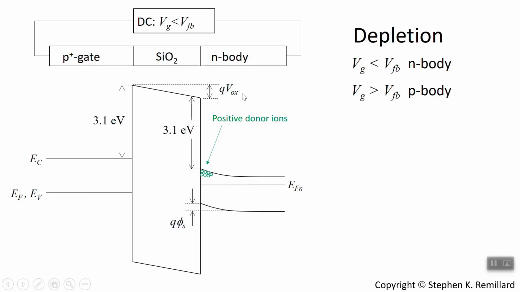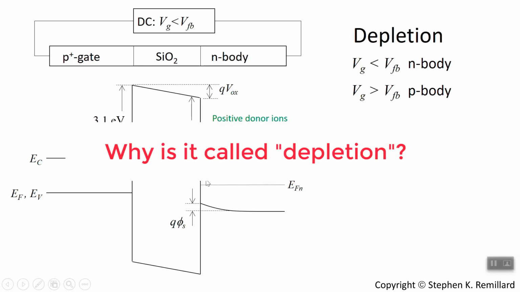-2 volts, still okay. We're in depletion. So as long as we're less than flat band, whether the gate voltage is positive or negative, as long as it's less than the flat band level, which for an N-body is positive, it's okay. So any negative gate voltage will have us in depletion, and any positive gate voltage that's less than the flat band voltage will have us in depletion. Why is it called depletion?